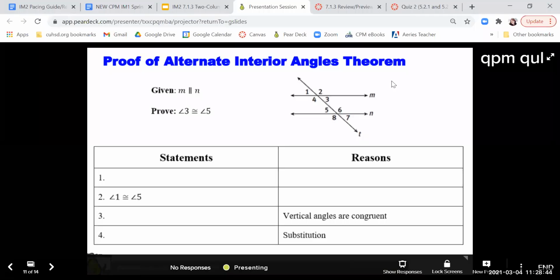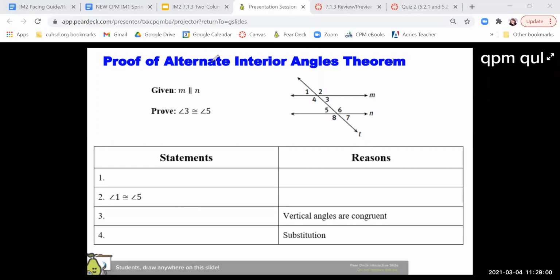All right, now in this proof, we are going to prove the alternate interior angles theorem. So I'm going to walk you through the reasoning for this process, and then this is going to help us be more formal in our proof. I'm going to describe how the argument is going to go.